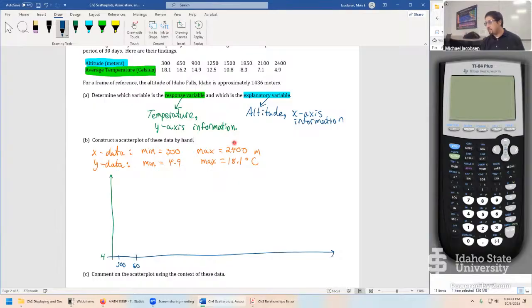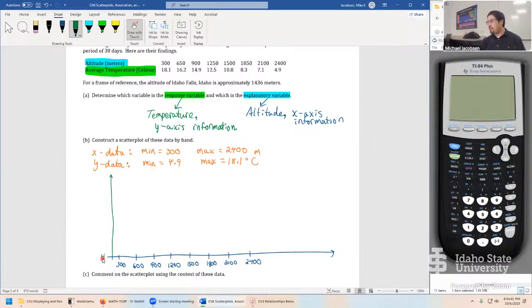300, 600, 900, 1,200, 1,500, 1,800, 2,100, and 2,400. My scale isn't perfect. I notice as my numbers got bigger, they seem to stretch out, but that's okay. It doesn't have to be perfectly drawn.